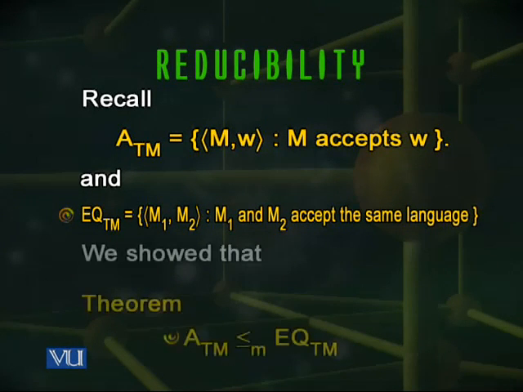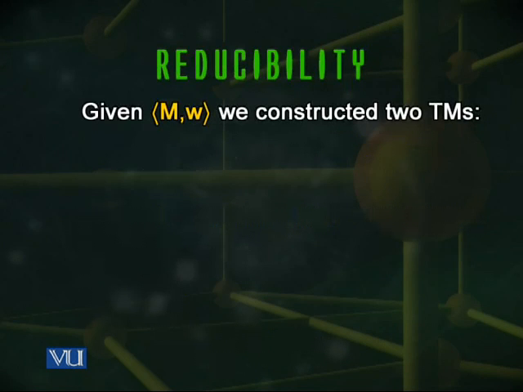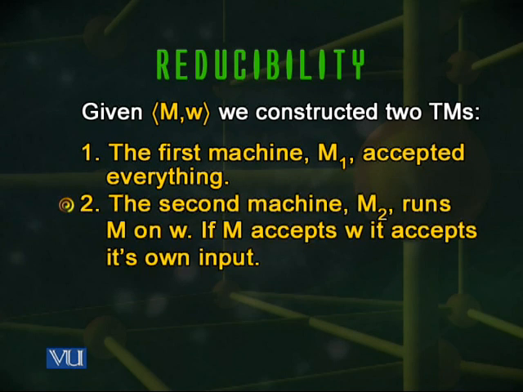What we did was we showed that ATM is mapping reducible to EQTM. And we did this simply by taking M, W, where M is a machine and W is a string, and constructing two machines. The first machine accepted everything. The second machine, M2, ignores its own input. Instead, it runs M on W. If M accepts W, then it accepts its own input. So it will accept all strings if and only if M accepts W.